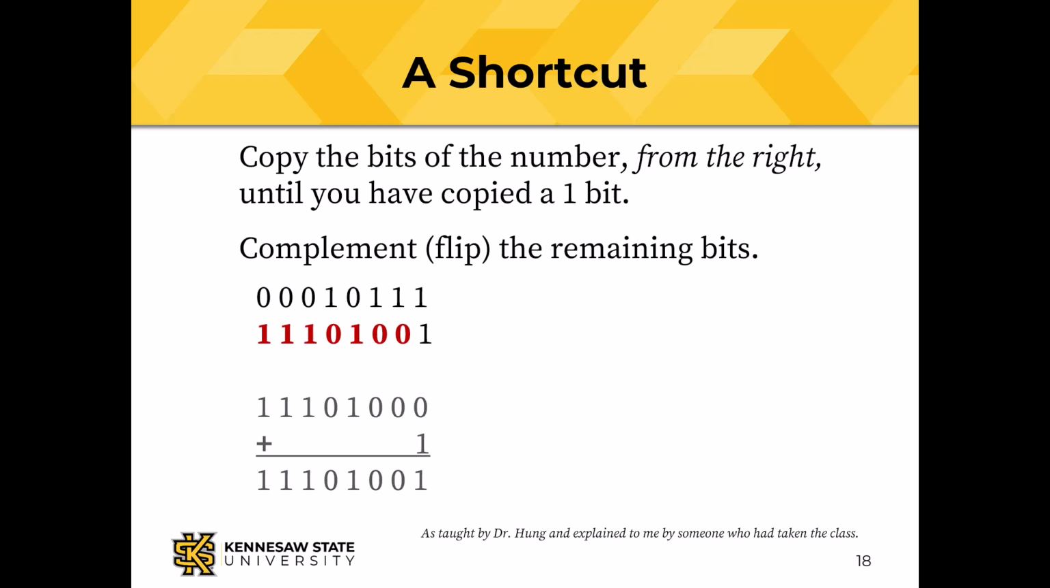If I do the same thing by the standard method of flipping the bits and adding 1, I get the same answer. Let's look at one where the first 1 bit is not the rightmost bit. Take the 2's complement of 000111010.